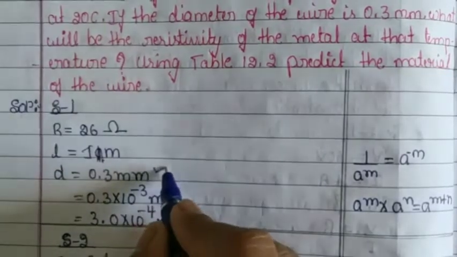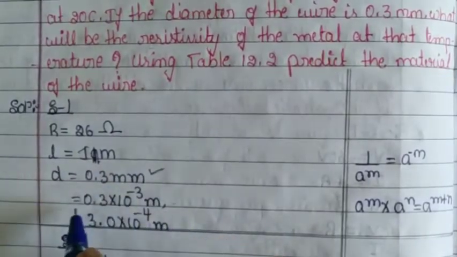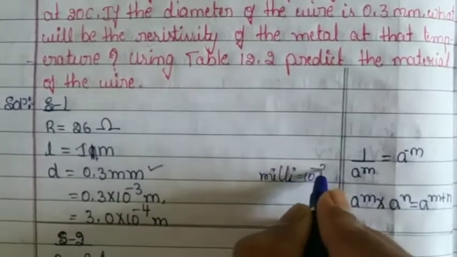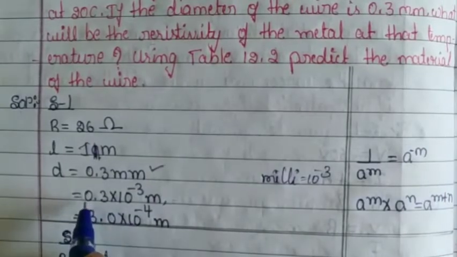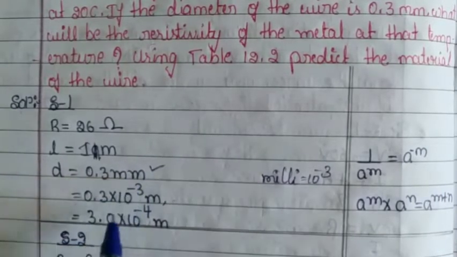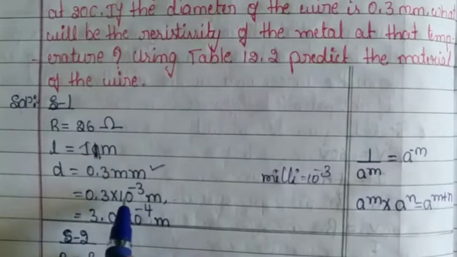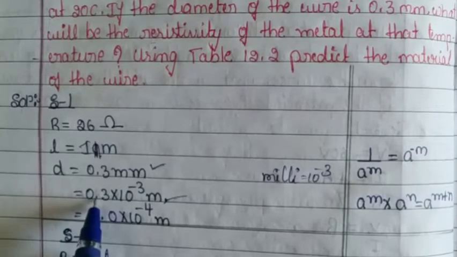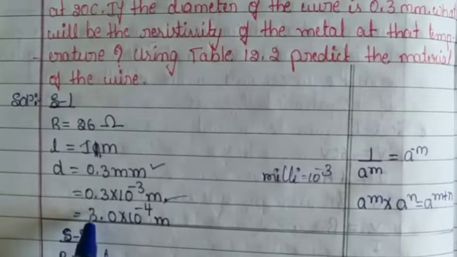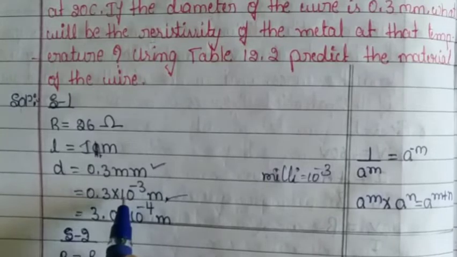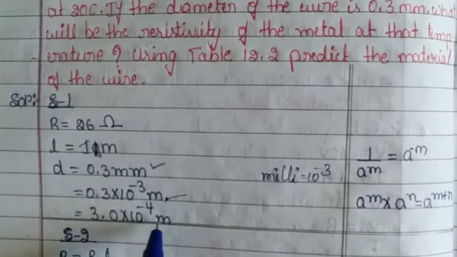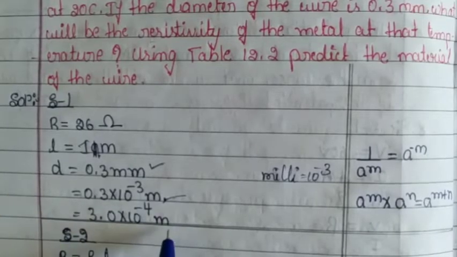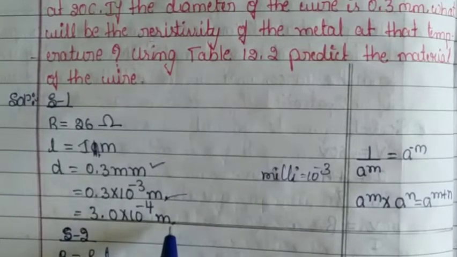Now let us convert this millimeter into meter. As you know, milli stands for how much value? 10 to the power of minus 3. Okay, 0.3 millimeter is equal to 0.3 into 10 to the power of minus 3 meters. Now transfer this point to here. This becomes 3 and the power becomes 10 to the power of minus 4 meters. 3.0 into 10 to the power of minus 4 meters. Okay, all of you got it?